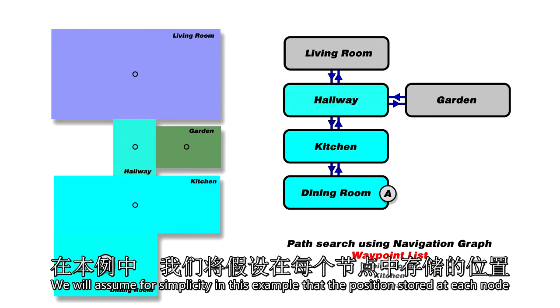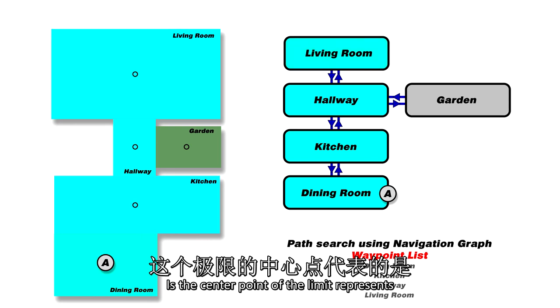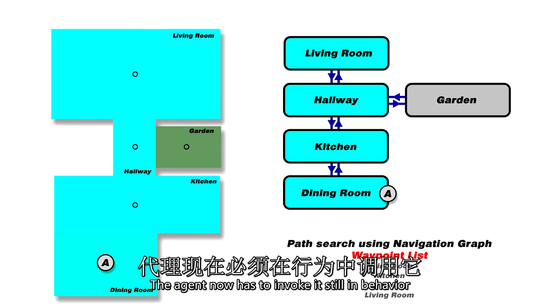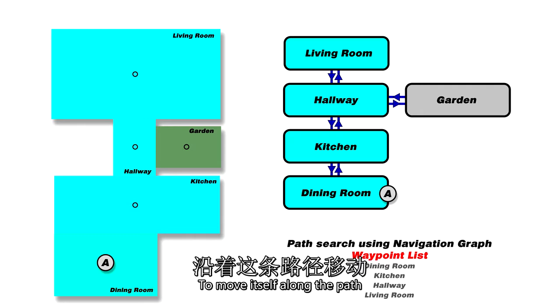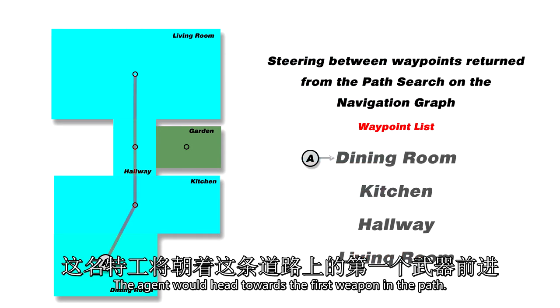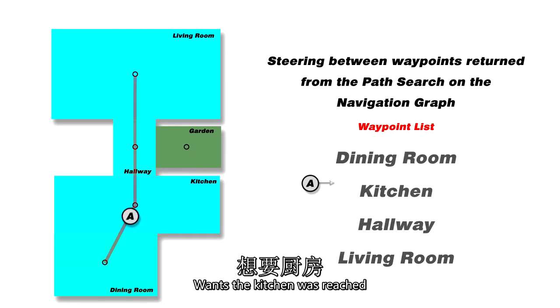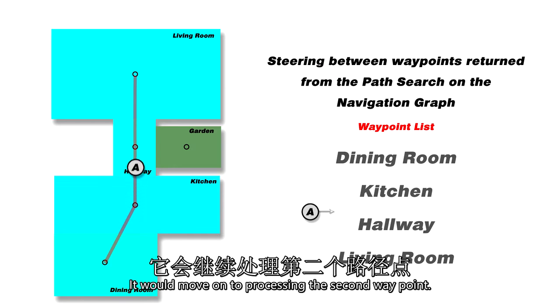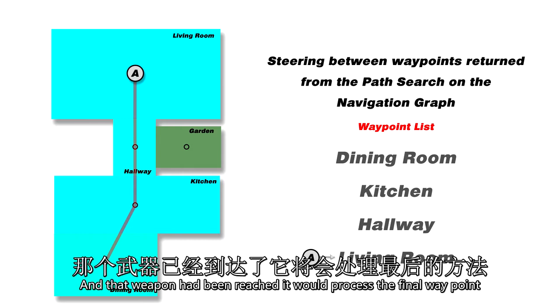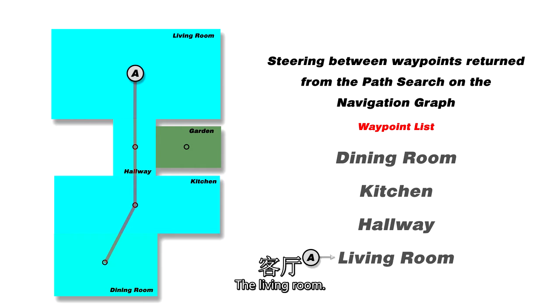We will assume for simplicity in this example that the position stored at each node is the center point of the room it represents. With the path now calculated, the agent now has to invoke its steering behavior to move itself along the path over a period of time depending on settings for speed and turn rate. The agent would head towards the first waypoint in the path, the kitchen. Once the kitchen was reached, it would move on to processing the second waypoint, the hallway. Finally, when it had moved to the hallway and that waypoint had been reached, it would process the final waypoint and its desired destination, the living room.